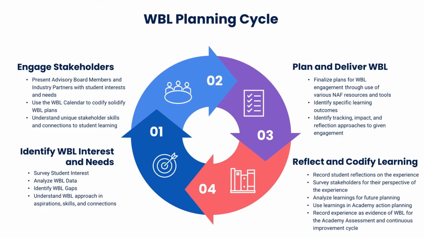After the engagement has concluded and is successful, reflect and codify your learning. Record your student reflections of the experience, noting what went really well and what may need to change during the next work-based learning planning cycle. Use these learnings for academy action planning as you evaluate your academy assessment data or just different data from your school or other work-based learning experiences. And then record the experience as evidence for work-based learning for your continuous improvement cycle. It's a great idea to reuse work-based learning engagements, using the cycle to improve upon them and address the specific needs of each student cohort yearly.